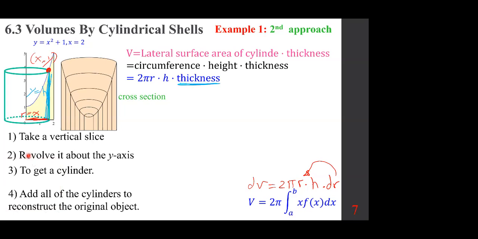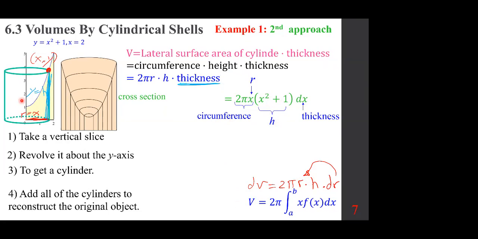So replace the r with x, replace the height with the function, which is y equals x squared plus 1, and because r is a function of x, thickness becomes dx. So take a look. That's the r. This is the circumference, and this is the height. And now times the thickness gives you a volume of this thin, hollow, cylindrical shape.